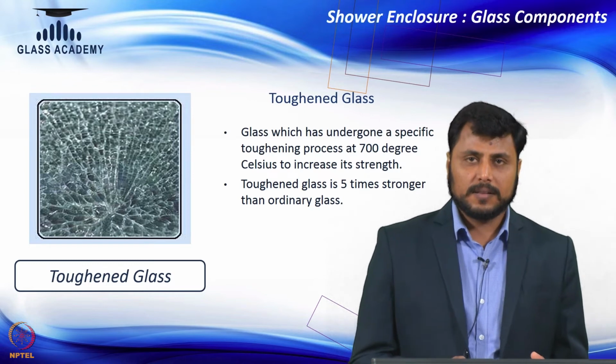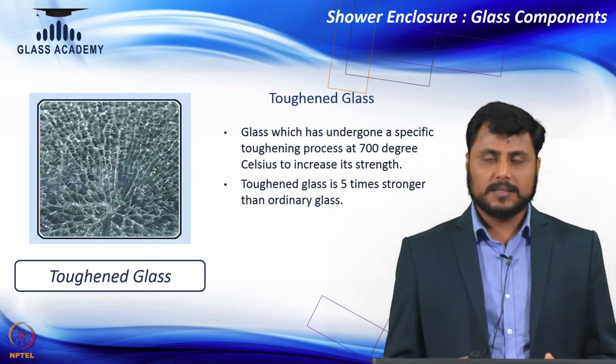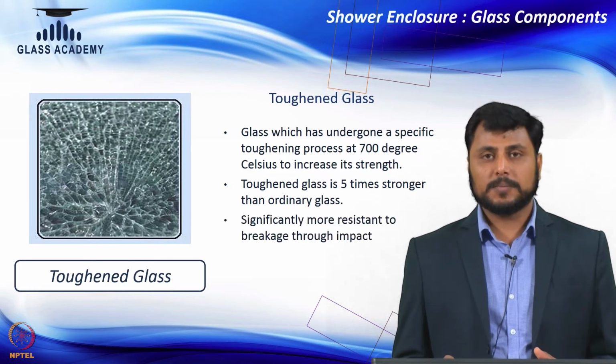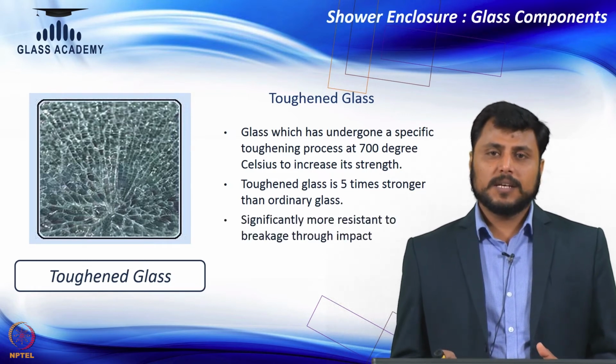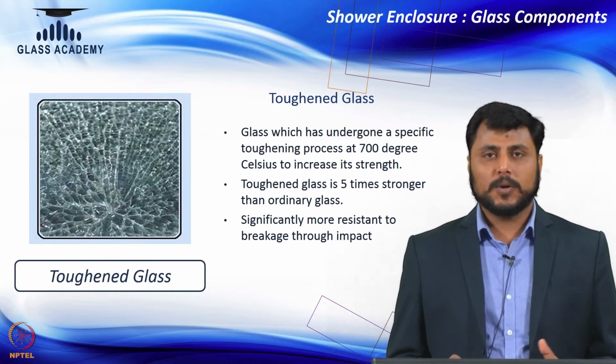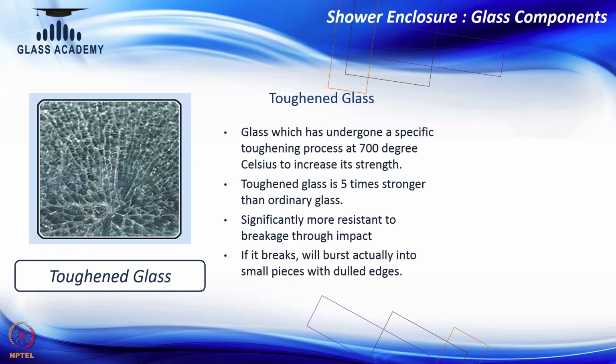As I shared earlier, if any impact comes to the glass, it is still able to withstand that much load and strength, and it is significantly more resistant to breakage from any impact, whether happening knowingly or unknowingly. If it breaks, it breaks into small crystals with dull edges, reducing the risk of injury. That is the biggest reason the glass used in this category is always toughened glass.